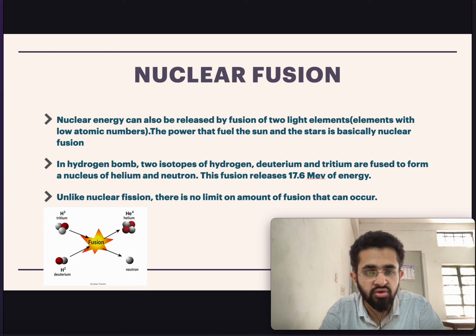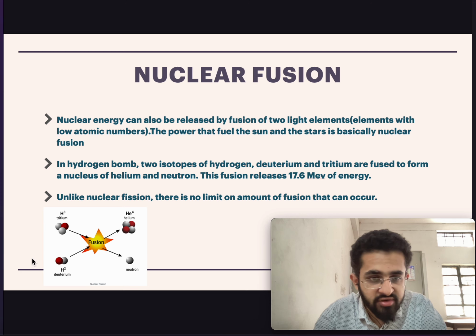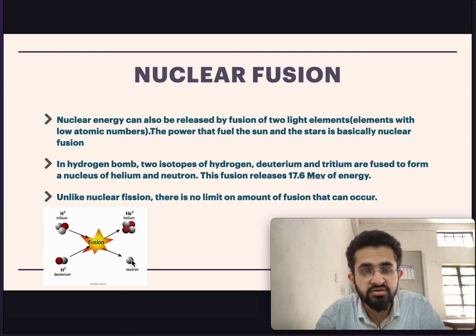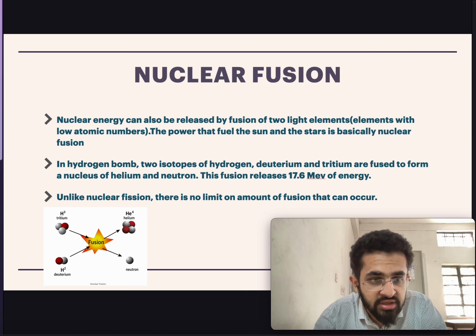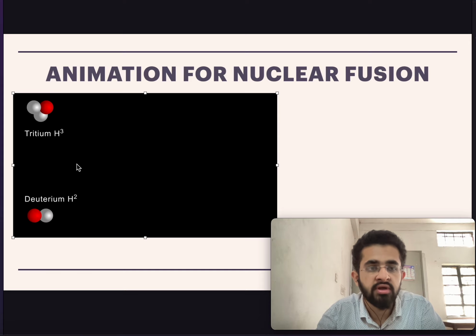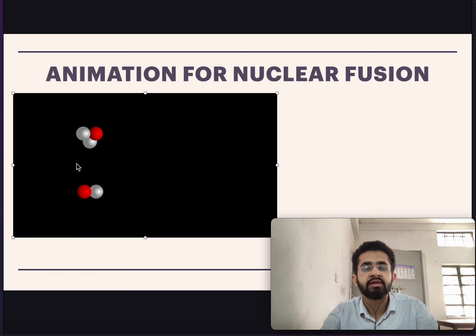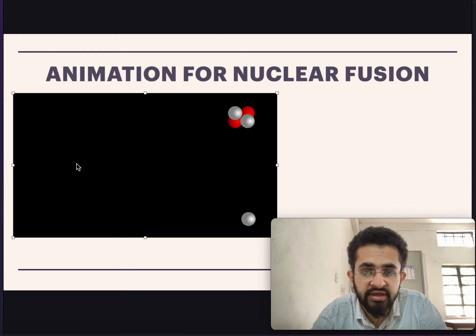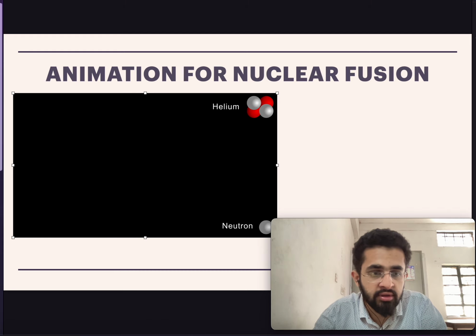So there are 2 isotopes of hydrogen, tritium and deuterium. The fusion occurs, and there's a helium nucleus that's released, and also a neutron that's released. So here's an animation for the nuclear fusion. So there are 2 isotopes, tritium and deuterium, and fusion occurs, thereby releasing helium and a neutron.